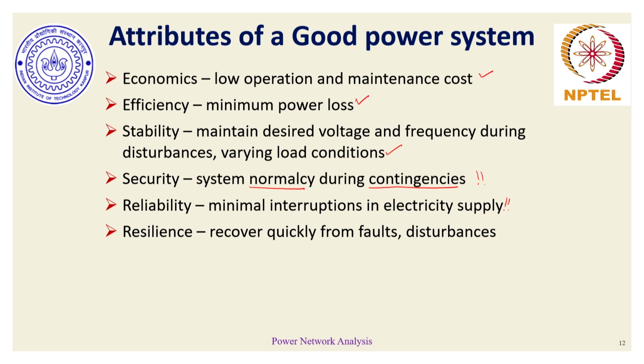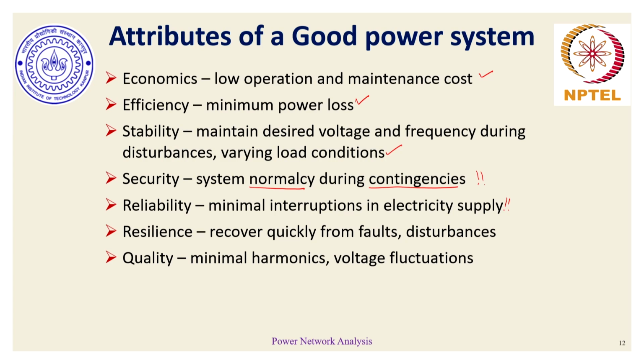Resiliency: in case the system has undergone any disturbances, or some part of the network has become faulty, or some natural disaster has happened wherein some portion of the network has gone through a failure, how quickly can the system recover and operate in the normal situation is part of resiliency. Quality: if the voltage harmonics, current harmonics, and voltage fluctuations are minimal, the system tends to have good power quality.